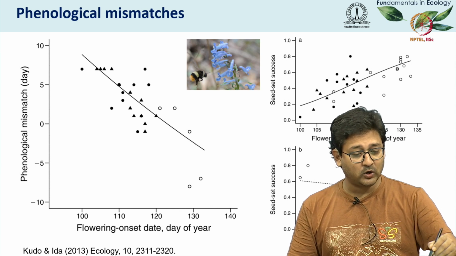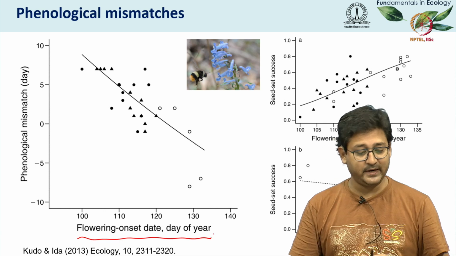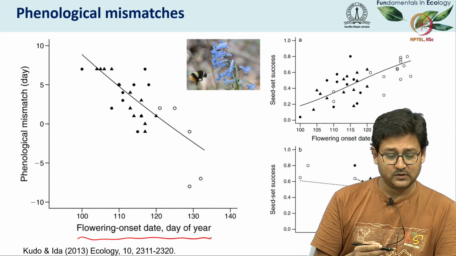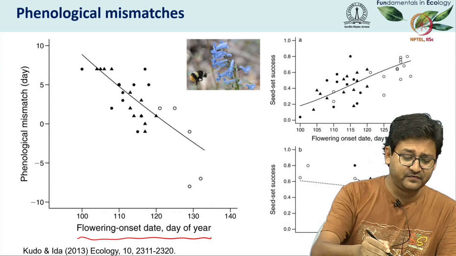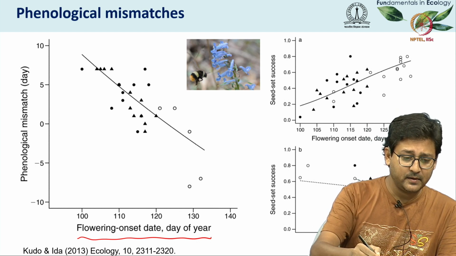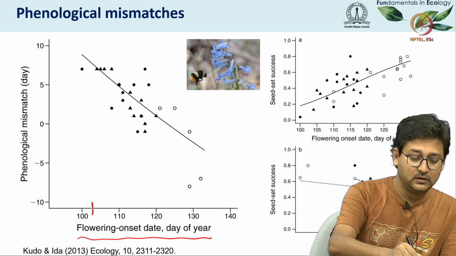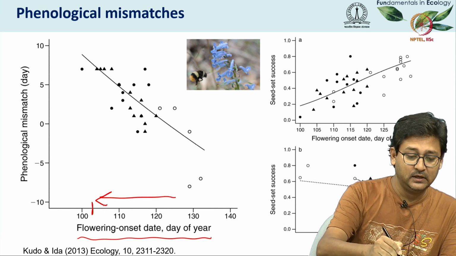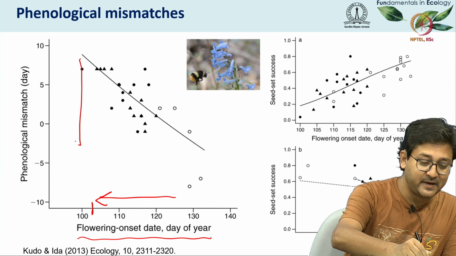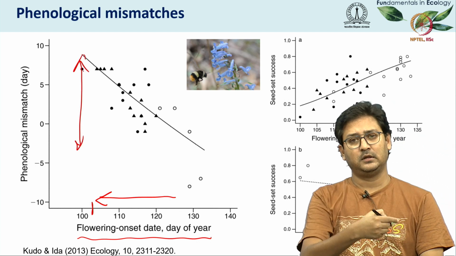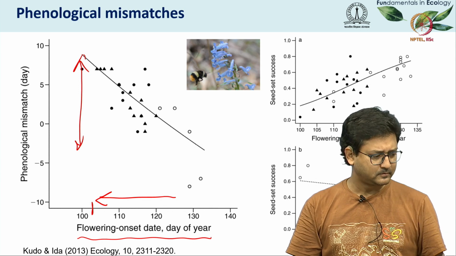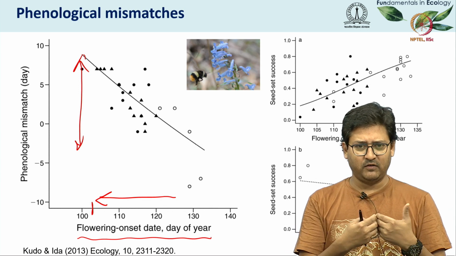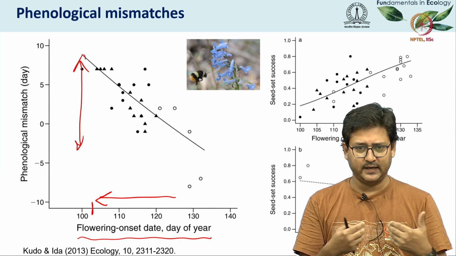As flowering onset date, this is on the x-axis, the date of flowering as the day of the year, right? So January 1st is day 1 and so on. As flowering onset becomes earlier, there is a higher phenological mismatch between the bumblebees and the plants, right? So as flowering becomes earlier, there is a mismatch between the timing of bumblebee activity and flowering activity.